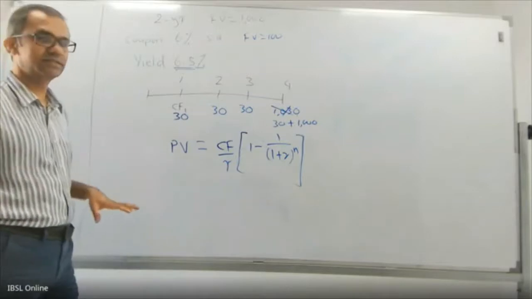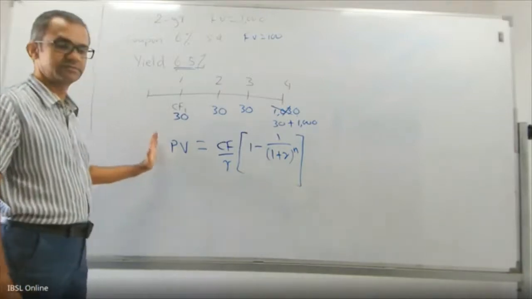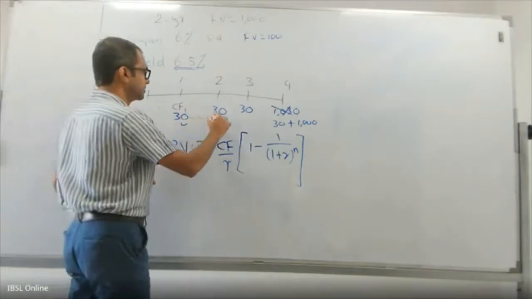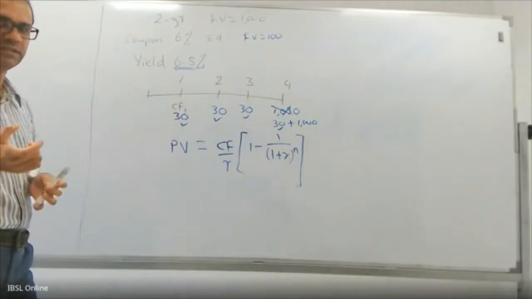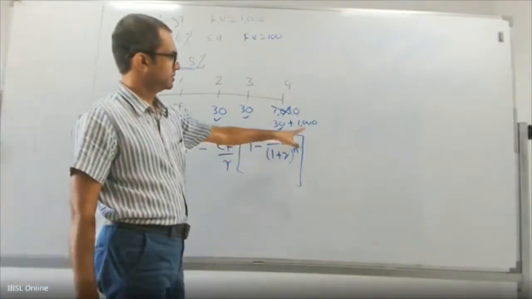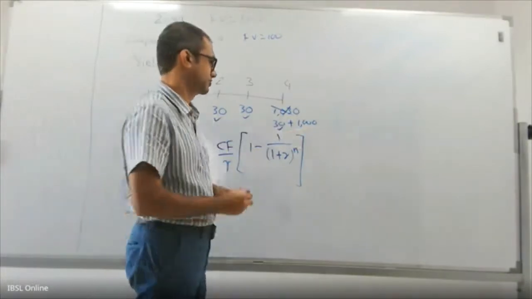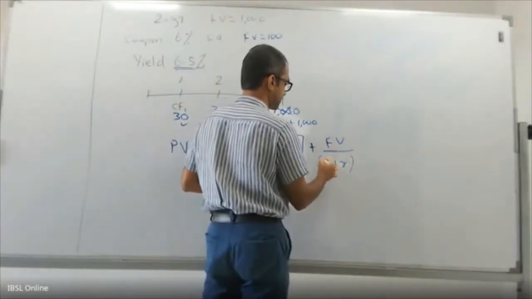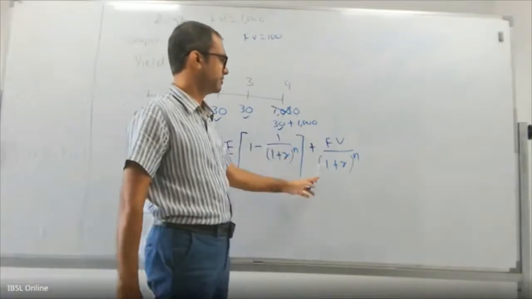But here our target is to price the bond. Is it enough? If we use this one, we'll get the present value of these coupon payments only. But we need the present value of the maturity proceeds, or the face value. So we have to add this part as well: face value divided by (1 plus r) to the power n.